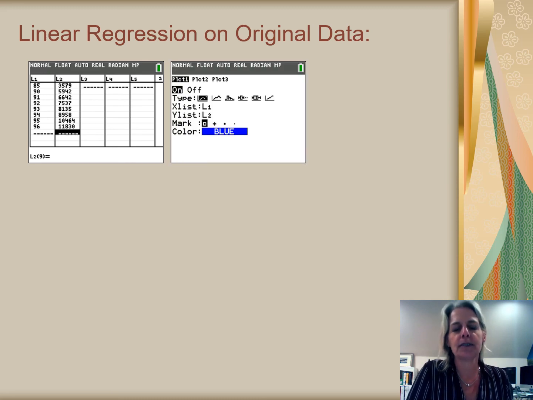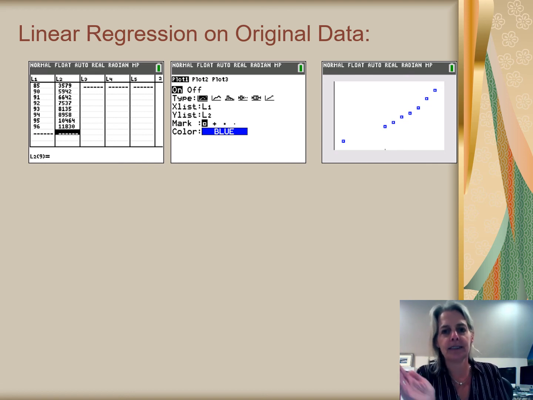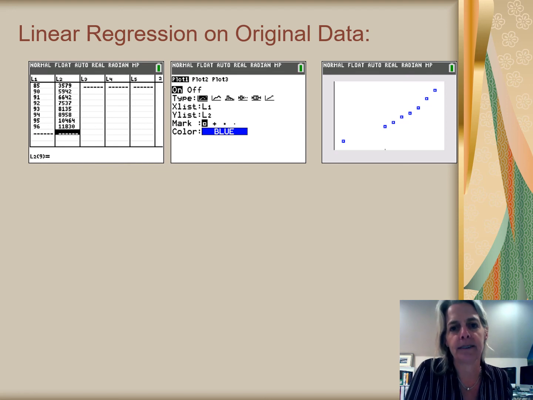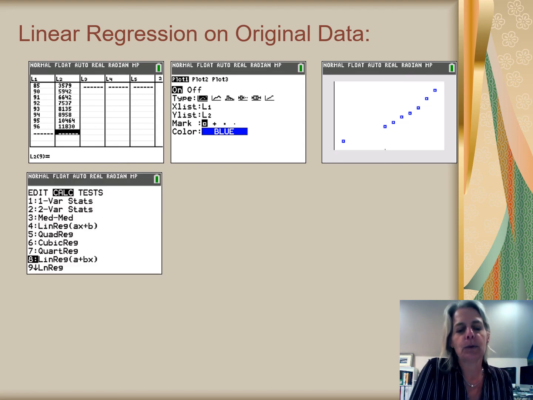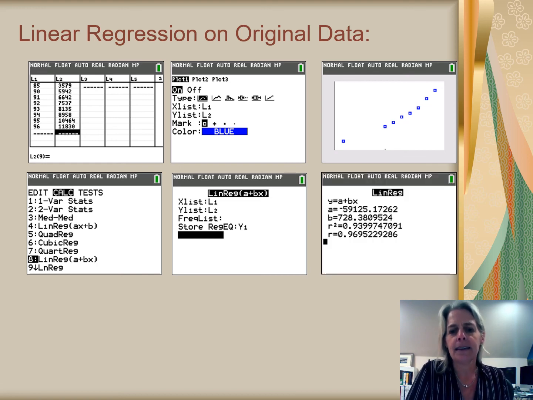And then make sure that your stat plot is turned on to graph your scatter plot. You're going to graph list 1 and list 2, and I can look at my scatter plot. And you can see it looks fairly linear, but if you notice, there's a slight curve in the pattern of data there. So when I do my linear regression on list 1 and list 2 on the original data, and I'll save it in my y1 equation just to make it easier to graph, you'll see that my r and r squared values are very strong, they're very high.